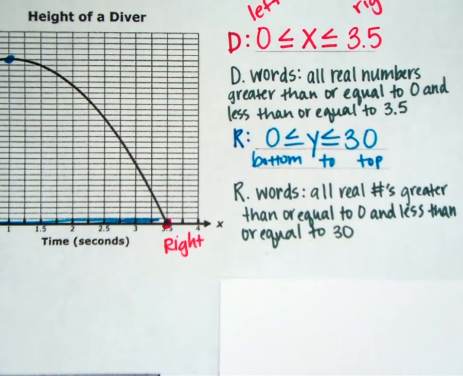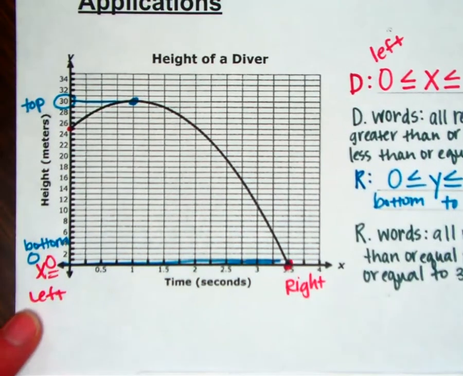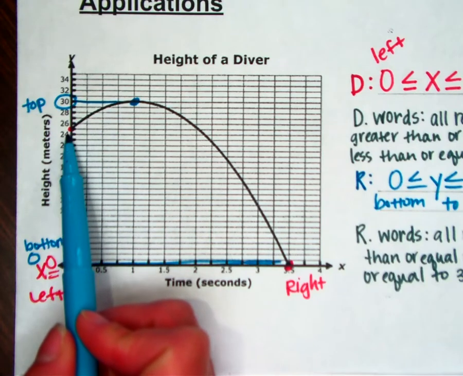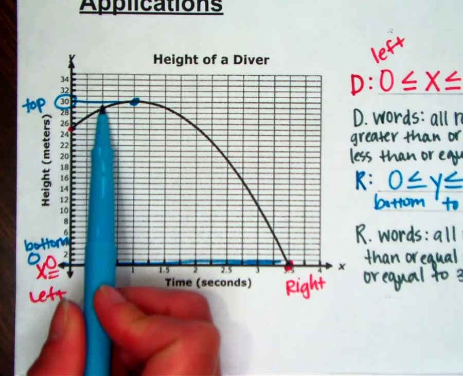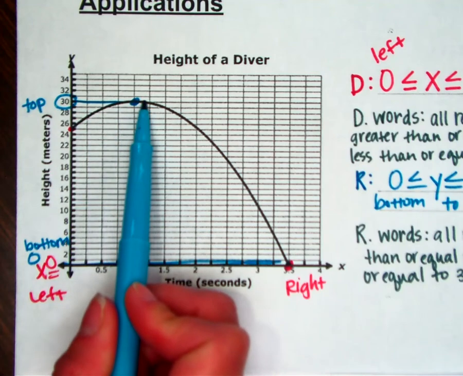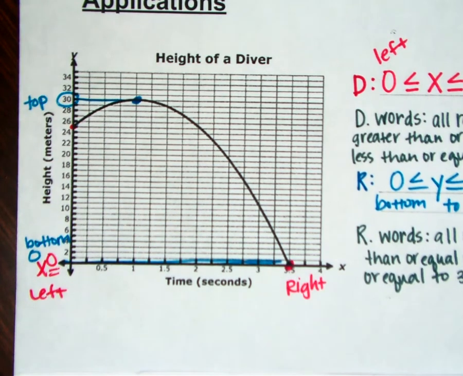So if you're talking in description of this word problem, this is the height of a diver. So the height of the diver begins here in between 24 and 26, which is 25. So the height begins at 25. When they jump off, they reach a max height of 30, and then they hit the water after 3.5 seconds. So understanding that as an application is important as well.